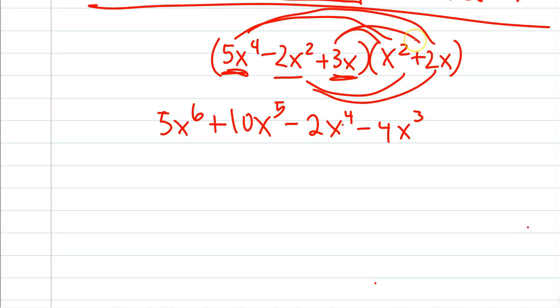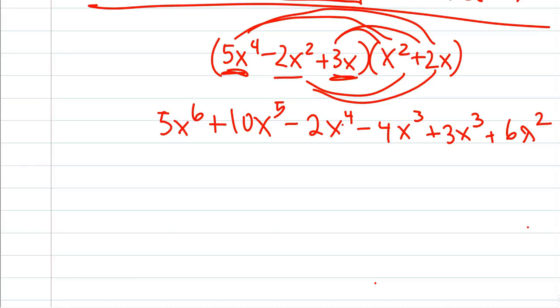This is where the little lines get a little crazy, but basically that 3x will also distribute each term. So 3x times x squared gives us 3x to the 3rd plus 3 times 2 is 6x squared. All done?